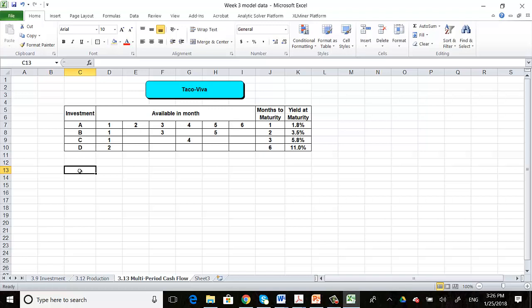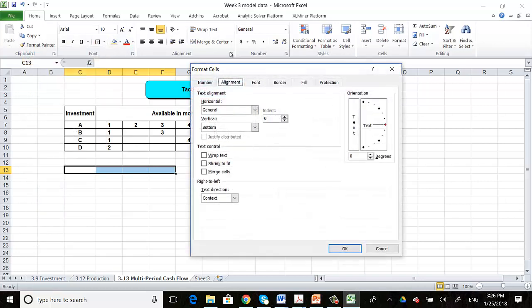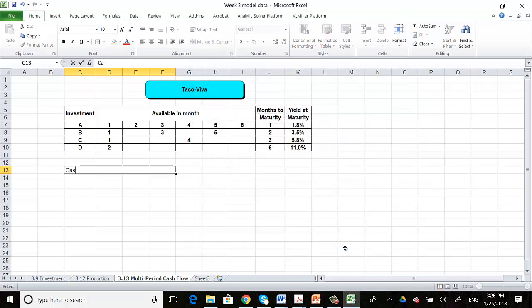So 1, 2, 3, 4, and A, B, C, D. I'm going to select 1, 2, 3, 4 and merge those 4, and say those are the cash inflows. So that's the table we created on Tuesday. We're just putting it in Excel.